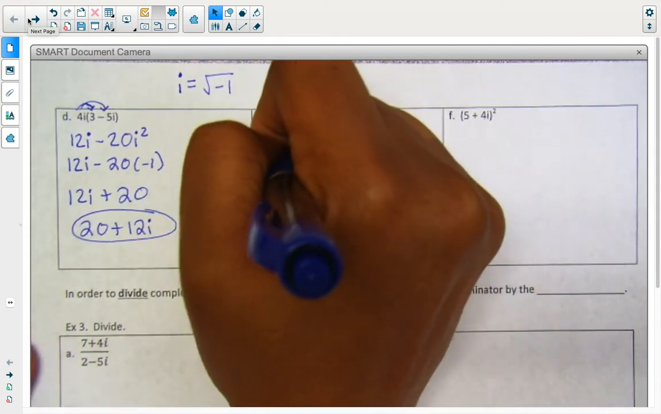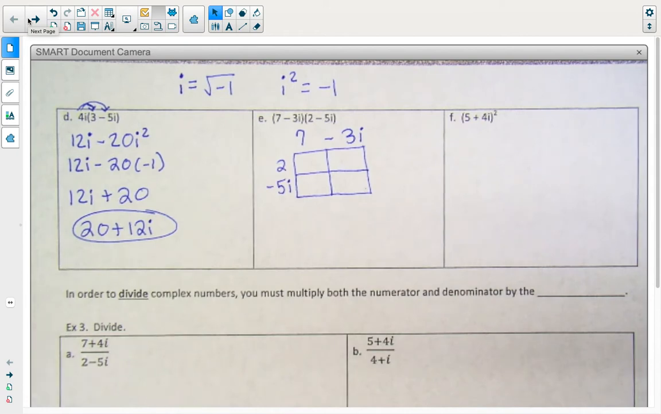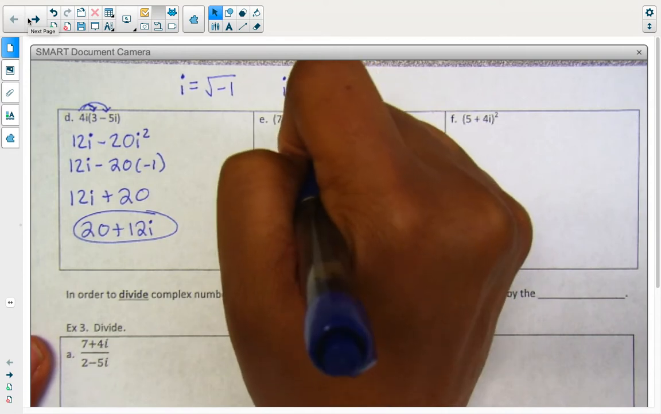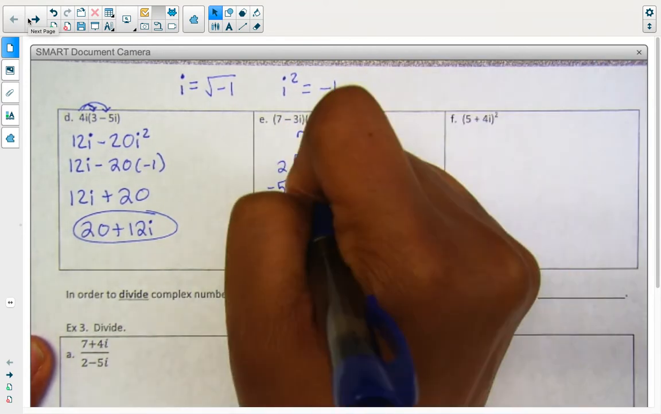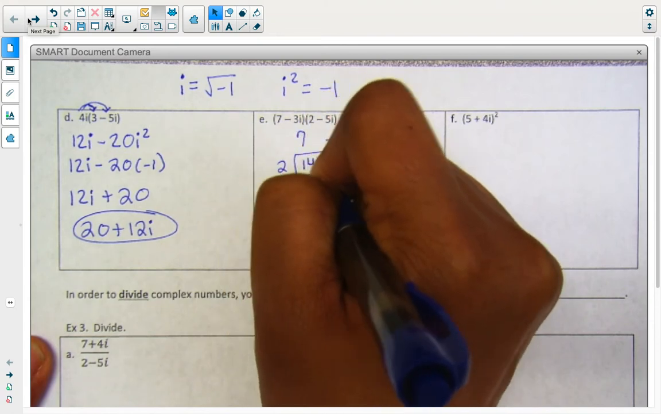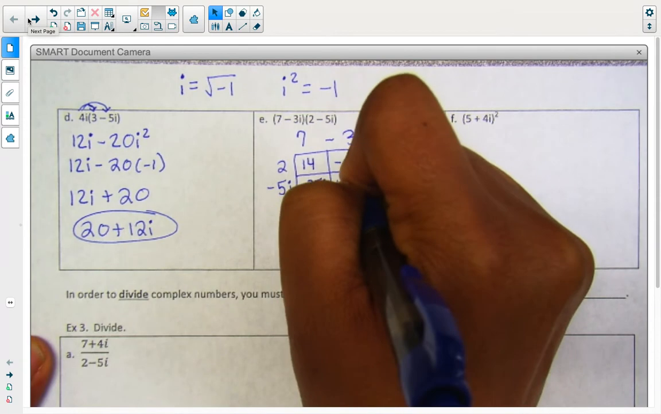So this is going to be 7 minus 3i and then 2 minus 5i. So we're going to go through and multiply. This is going to give me 14. This is going to give me -6i. This is going to give me -35i. And then this is going to give me 15i squared.